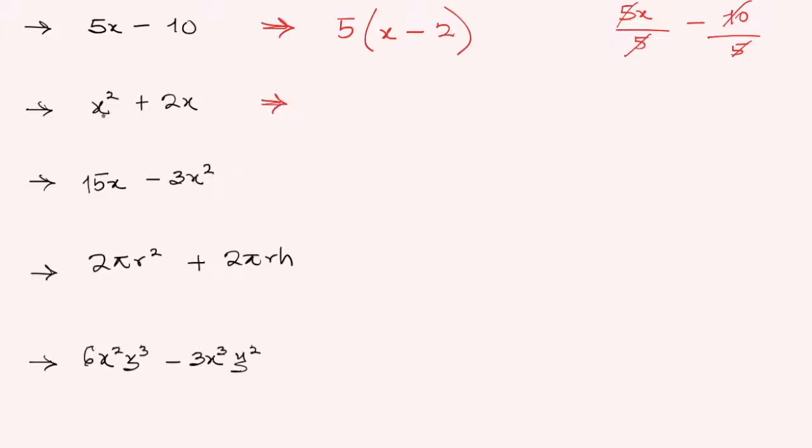For the next one, we have x² + 2x. x is a common factor. So we have our x right outside the bracket here. And if we divide both terms by x, x will cancel out one of the x's in x² to give us x, and x will cancel out the x in 2x to give us +2.